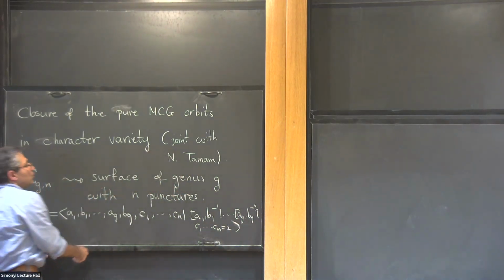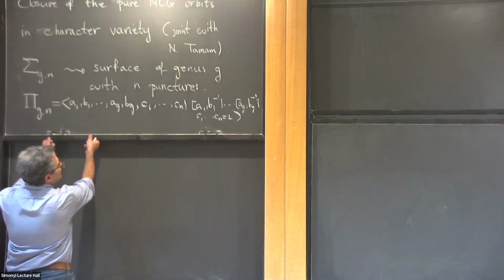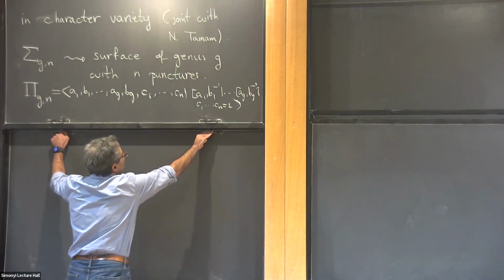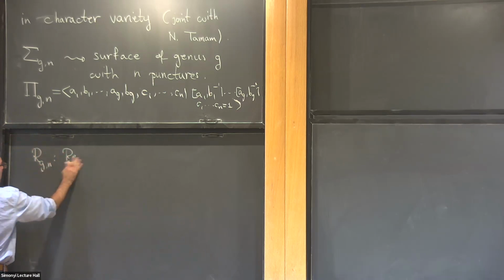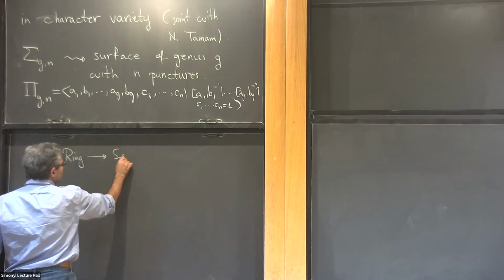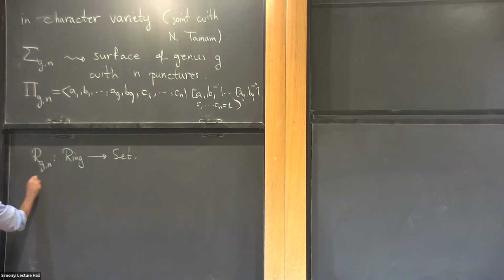Okay, so now we are interested in understanding representations of this into SL2. So I give you a ring, and I'm interested in understanding what the possible representations of this group into SL2 are. Let's put it in a fancy word and think about it as a functor. So R sub g comma n is a functor from the category of commutative rings with unit to the category of sets. And again, what is it? I give you a ring.